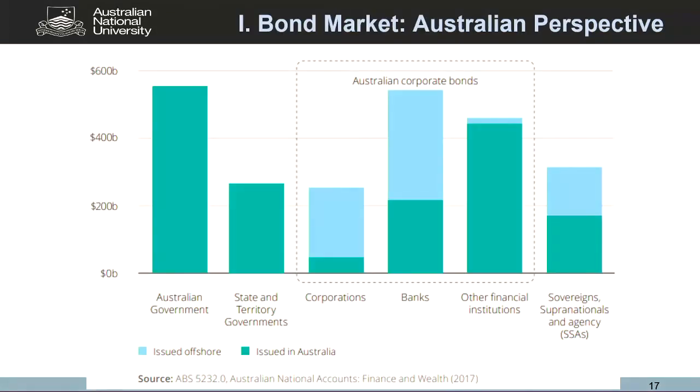From Australia's perspective, how many domestic bonds and foreign bonds is Australia issuing? Well, let's look at this. So the pale blue part is bonds issued by Australian corporations offshore. So those are the global bonds, whereas the green part are domestic bonds issued within Australia. So we can see that corporations and banks in particular issue a much higher percentage of their bonds offshore, right? So this is very important.